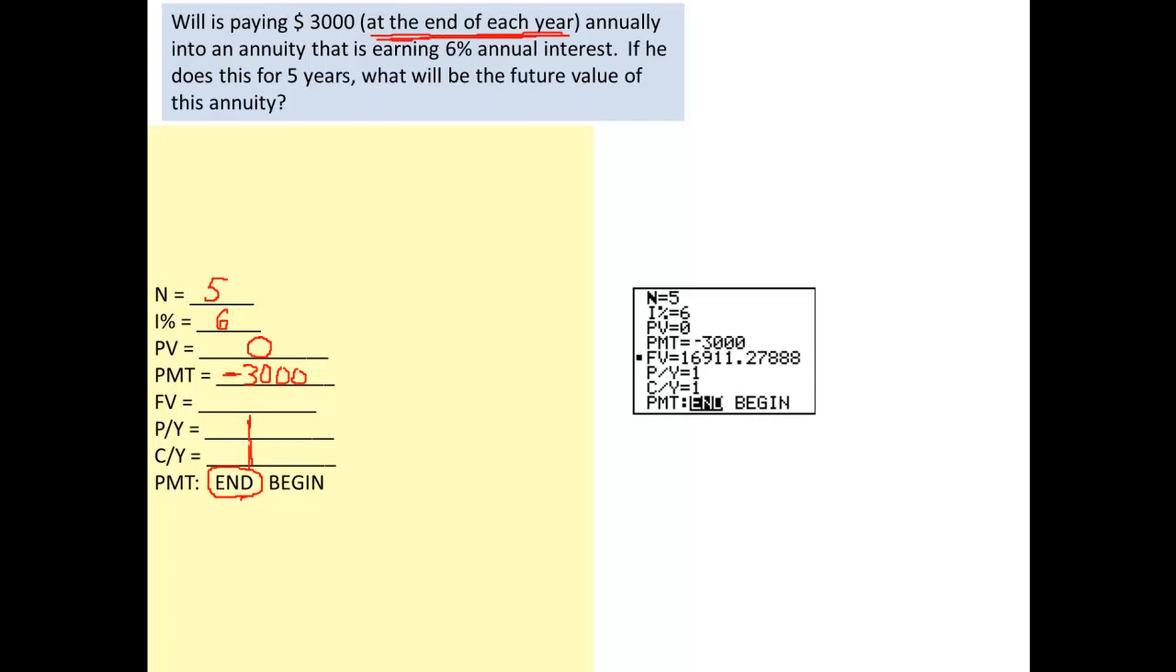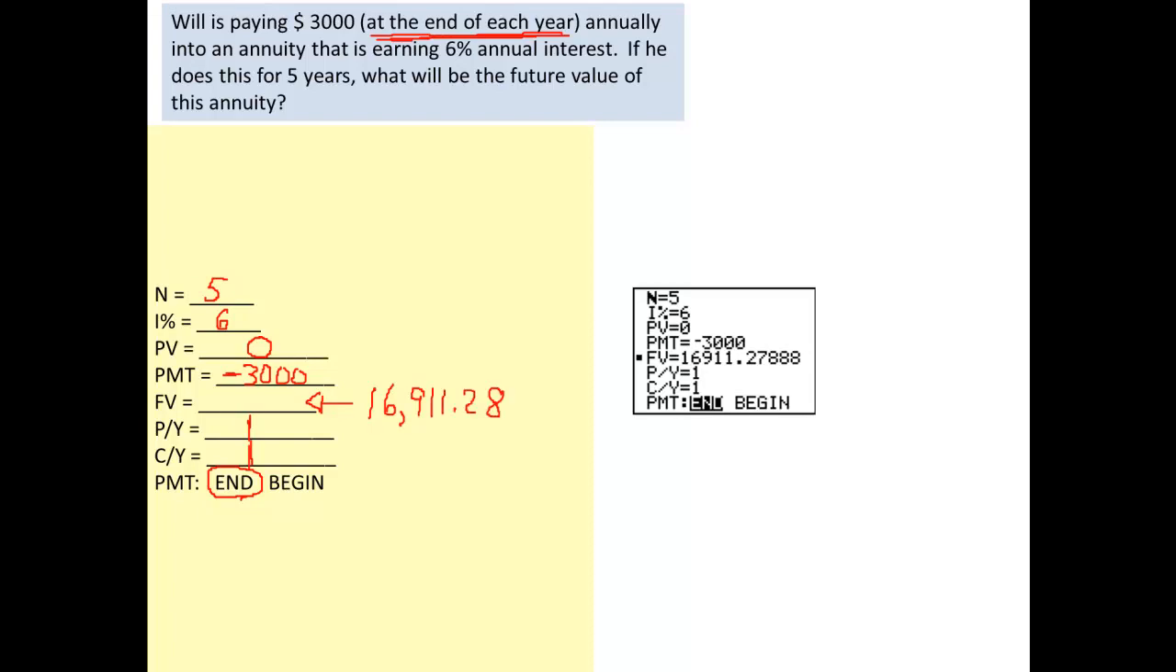Now you could imagine a scenario where maybe Will starts with, I don't know, $20,000 in his account, and then he continues to add $3,000 each year. And if that was the case, then our present value would be a negative $20,000. But in this case, there's nothing in the account at the beginning, so I want to start with a present value of 0. Payments are negative $3,000, and now I'm alpha solving for a future value. And when I do that, the calculator gives me an answer just under $17,000.